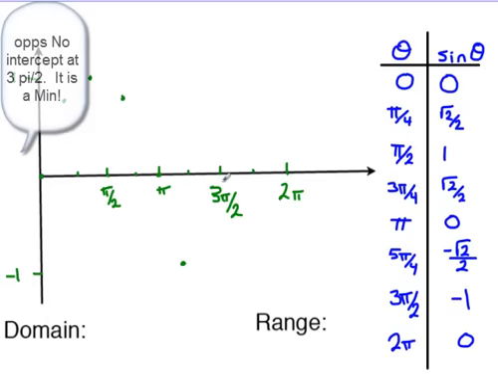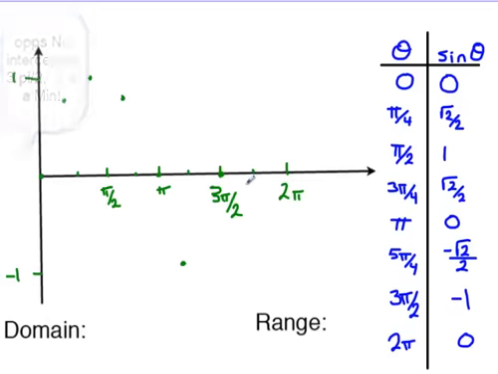3 pi, we have an intercept. Oh, 3 pi, we do not have an intercept. Let's look at this carefully. What's happening here at 3 pi? That's not an intercept. That's our minimum. 7 pi over 4. And then 2 pi is where the intercept is happening. So let's go ahead then and sketch this through.